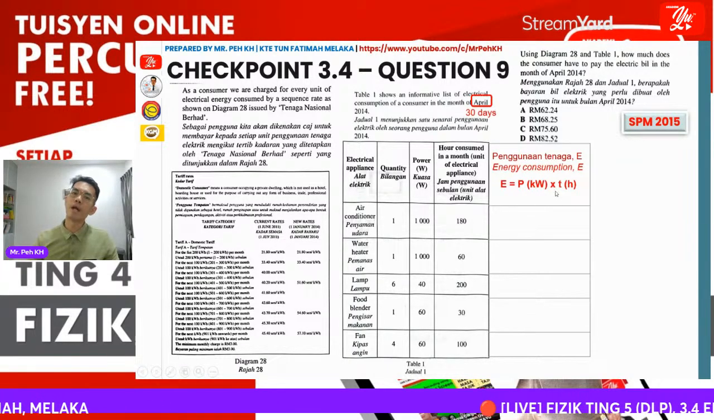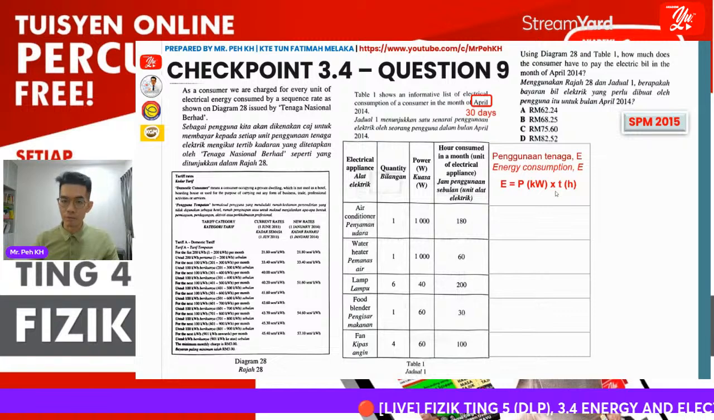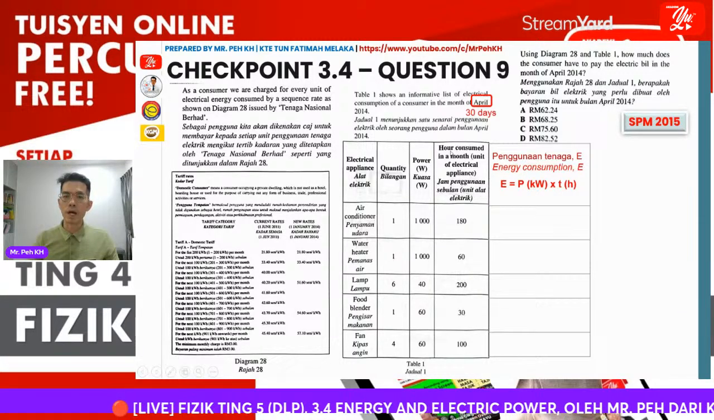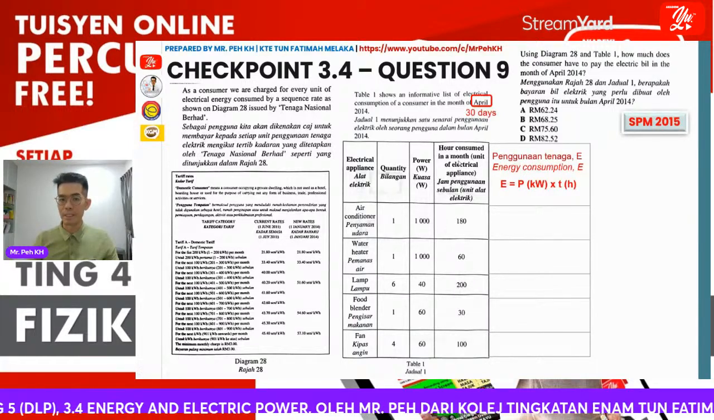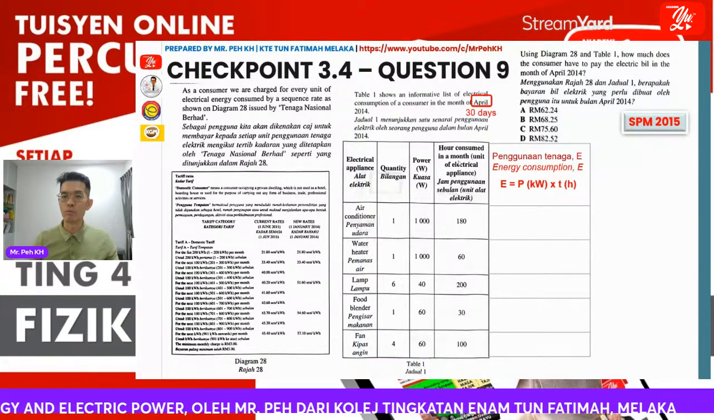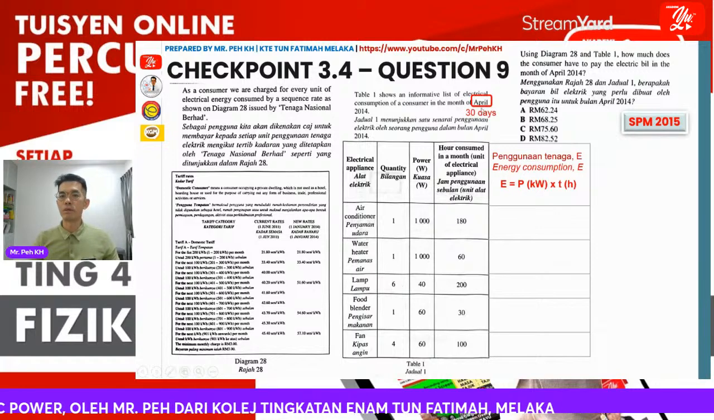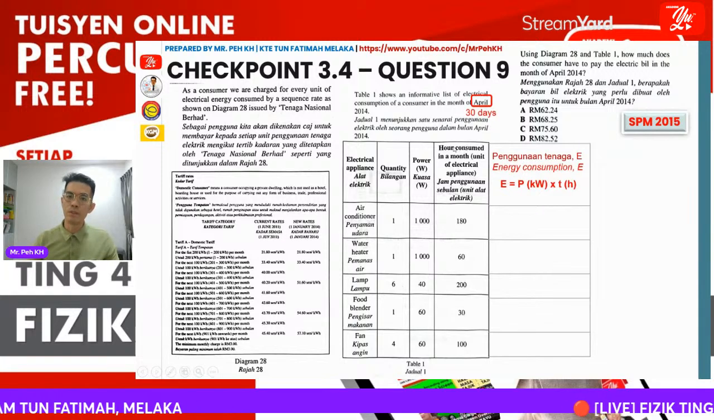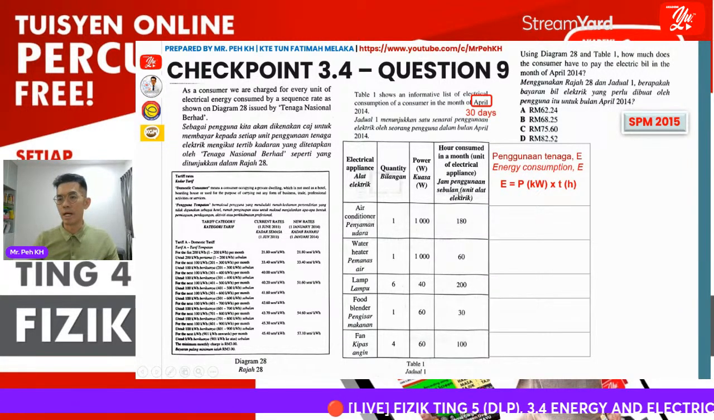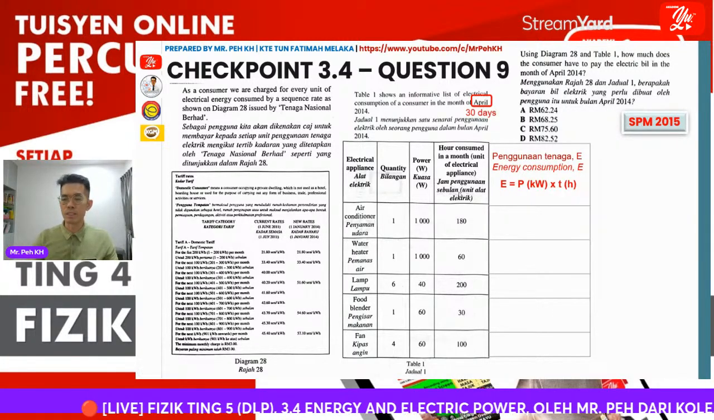Okay, so here, April has 30 days. However, you can see the table given is actually hours in a month already, not hours in a day. So that means we don't need to bother about how many days April has. In case the question provides the hours consumed in a day, for the final answer you have to multiply by 30 days. This is just a reminder for you.